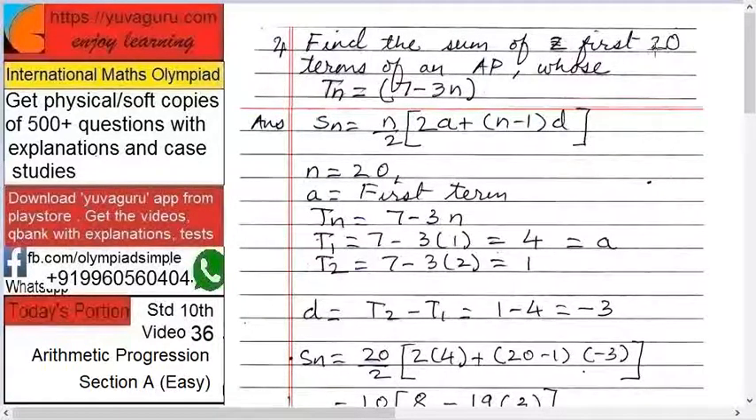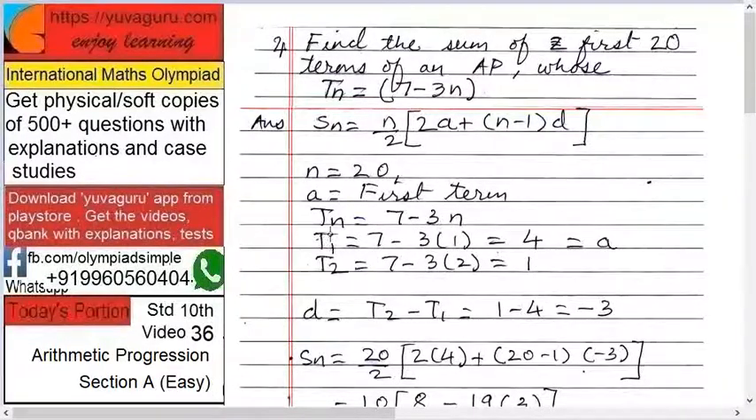Now what is given? What do we require basically? 20 terms, the sum of the 20 terms. So n will be 20. Okay, a is the first term, and therefore next is what? Tn. Tn is given as 7 minus 3n, right? So T1 will be what? 7 minus 3 into 1, right? n is 1, so 4, that is a. And then T2 will be 7 minus 3 into 2, that is 6. 7 minus 6, 1, right?